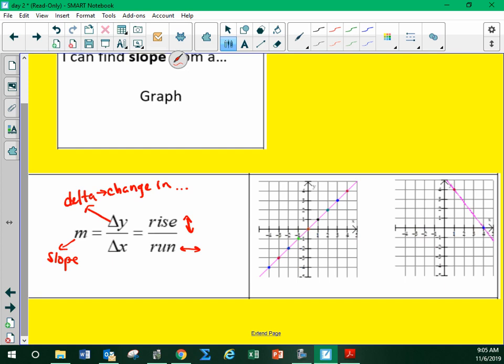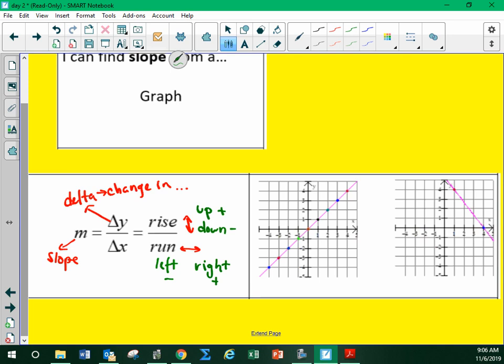Now something to keep in mind here is that we can have negative slopes, right? So if I go up, that's positive. Up is positive. But if I go down, that's negative. If I go to the left, that's negative. If I go to the right, it's positive. Just like on the number line, left is negative, right is positive. Up is positive, down is negative. Just the same thing as on our graphs. So we do have to keep that in mind when we're counting our slope.